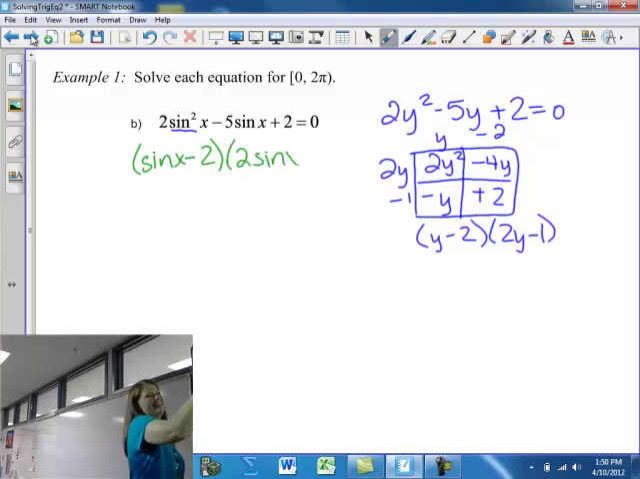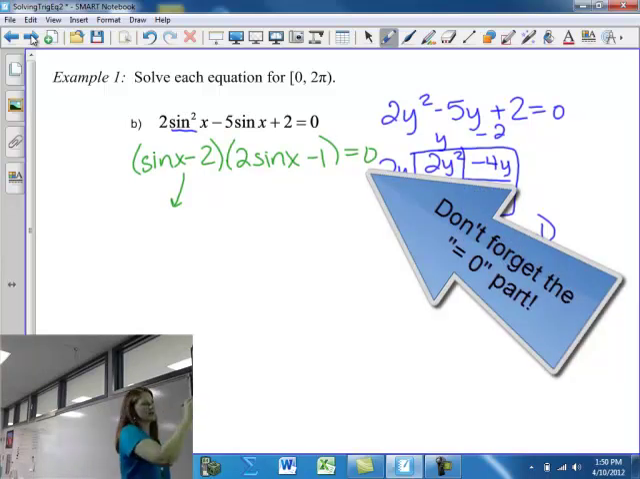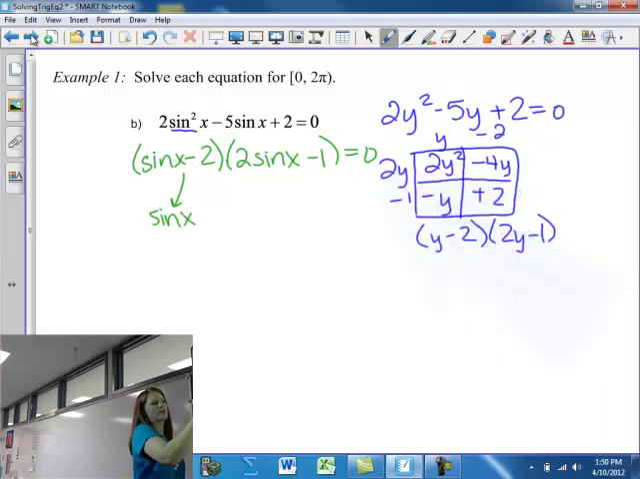2 sine of x minus 1, and the whole thing equals 0. Yes, it does. So again, try not to forget to write that part down. That is important. You are solving an equation. Okay. So the first parentheses means the sine of x minus 2 equals 0, yes? It does. The sine of x equals 2. Now wait a minute. Actually, I'm going to go ahead and write both of these first so I don't lose track that there's two of them.